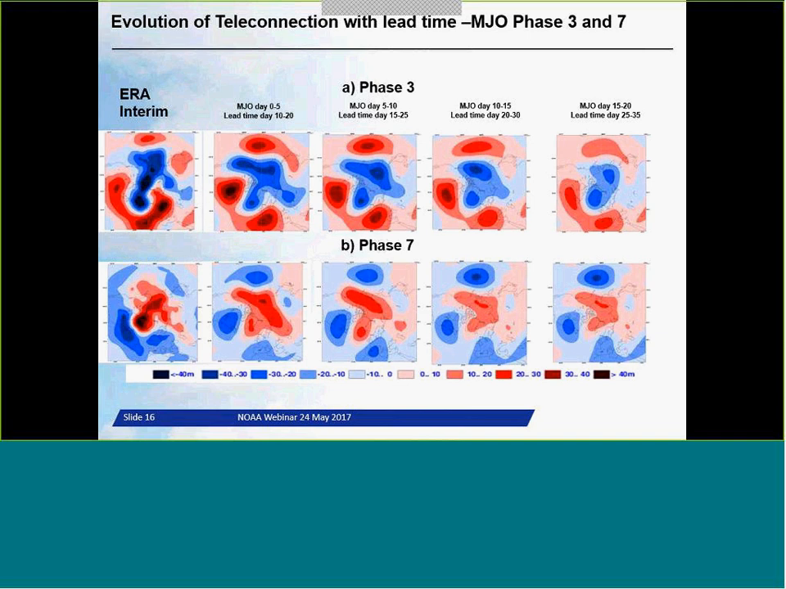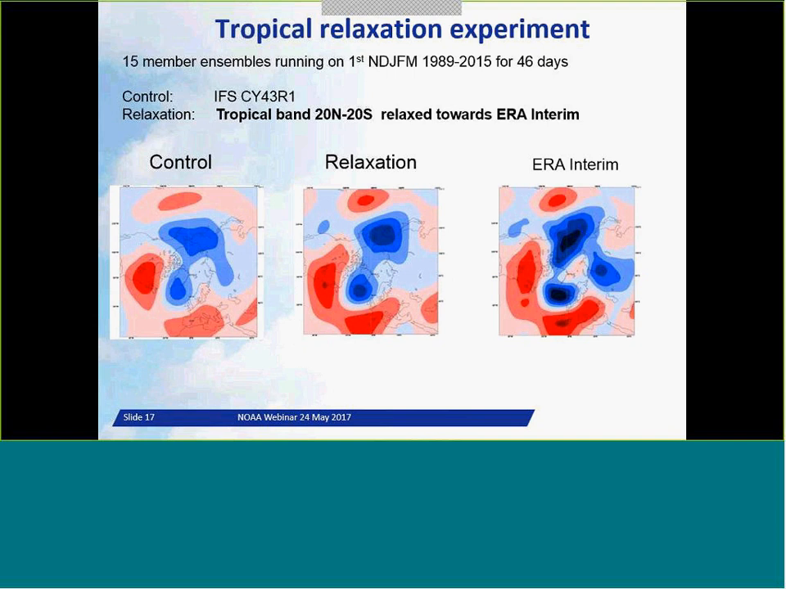So here I did an experiment where I ran the ECMWF model for cycle 43R1, the current cycle, coupled as in normal mode, and then I did the same experiment with relaxing the tropical band, 20 north to 20 south, to ERA-Interim, so as to have a sort of perfect MJO and tropical circulation.